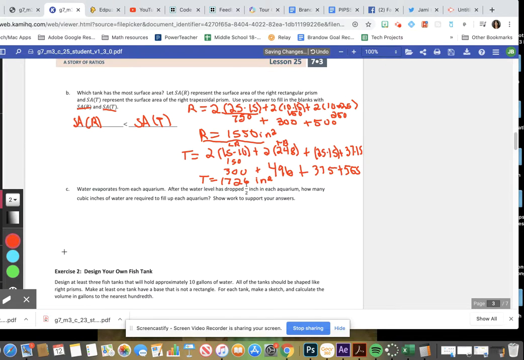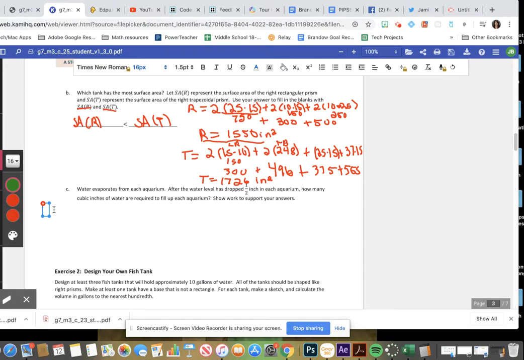Water evaporates from each aquarium. After the water level has dropped 1/2 inch in each aquarium, how many cubic inches of water are required to fill each aquarium? Show your work to support your answers. Okay, so we need to know what the original volume is minus the new volume on both of the shapes. So let's go through and look at this.